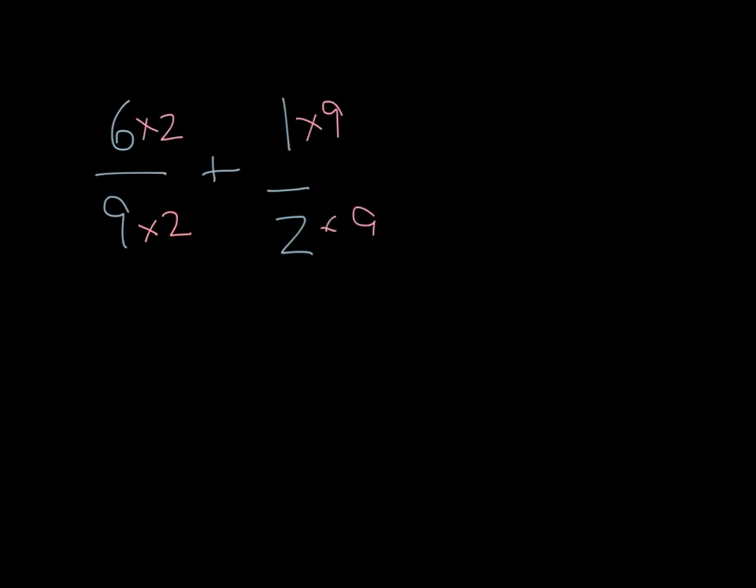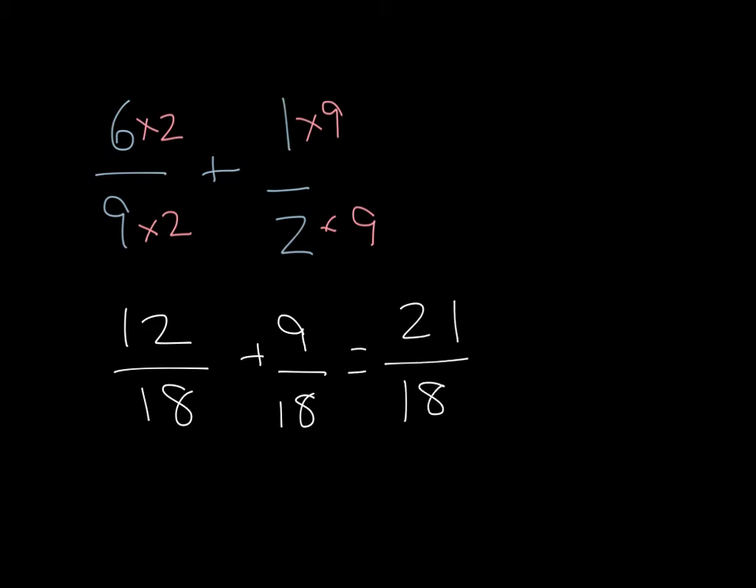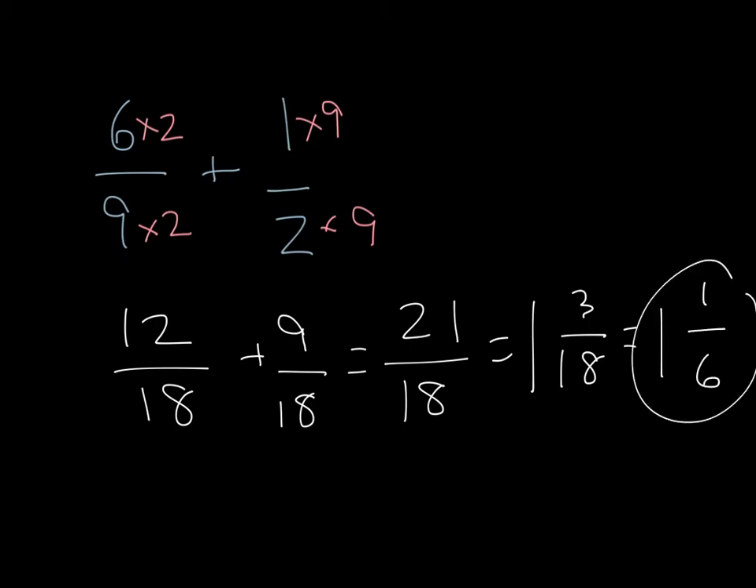Where did the 9 and 2 come from? Well, good thing you asked. It came from the opposite denominator. This 9 came from here. This 2 came from there. So if I rewrite my problem, I have 12/18 plus 9/18, which is 21/18. The same thing as 1 and 3/18. Now, a lot of people miss this one here because they forget that both 3 and 18 are divisible by 3. So this can be reduced to 1 and 1/6, and that's our final answer.